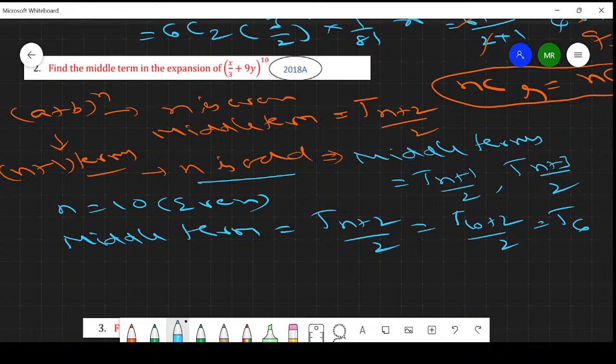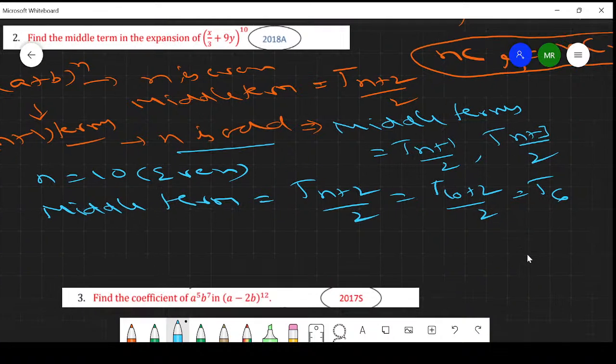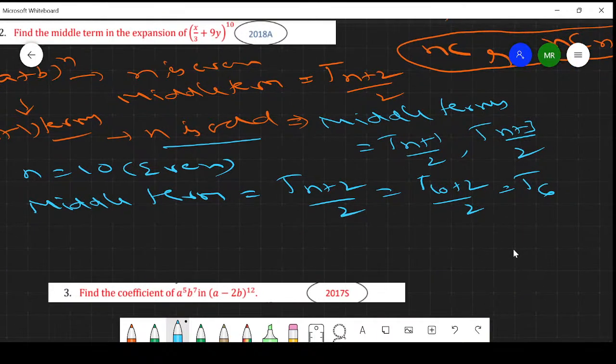Then how to find T6? They are asking to find T6, so I will tell you now how to find it. To find T6, first of all, you write the general term. What is the general term? T of r plus 1 equals nCr, a power n minus r, b power r. So replace: a means here x by 3, b means 9y, and n is equal to 10. But I want T6, so take r is equal to 5.